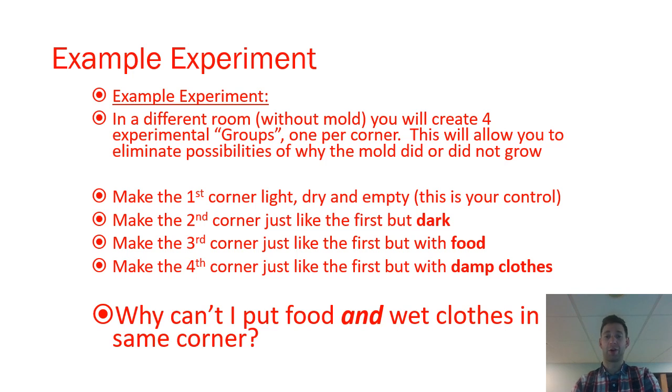Hopefully you're able to come up with the correct response, which is if you don't isolate the variables, meaning if you don't test one at a time, then you actually don't know which variable caused the change. For example, if mold grows in a place where I put food and wet clothes, that doesn't help me at all because I don't know what caused the mold. Maybe it was the food, maybe it was the wet clothes, or maybe it was a combination of the both. So it's really important that we always isolate variables, and that's the theme that will come up throughout the unit.